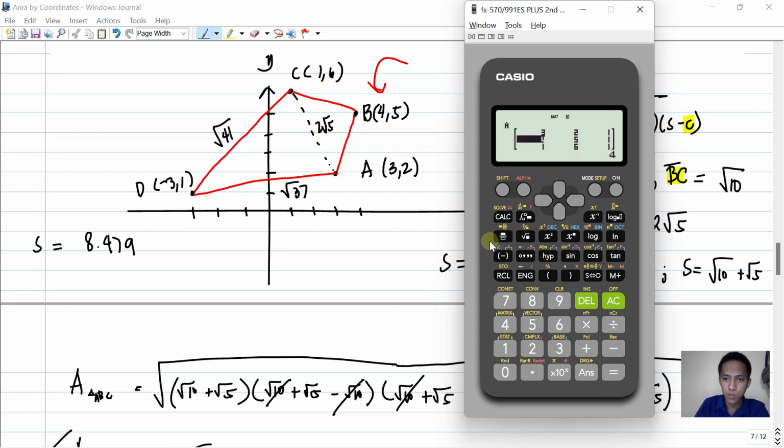And for C, that is 1, 6. So we put 1, okay, 6. Let's edit what we had earlier. So our third column remains the same. So for the third point, that is negative 3, 1. So negative 3 and equals. And that is 1. Okay, negative 3, 1. And for the third column, just input 1. Okay, that is now your data.